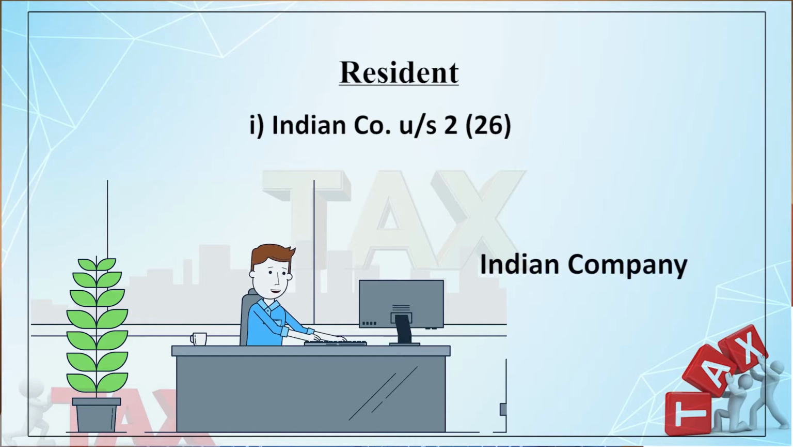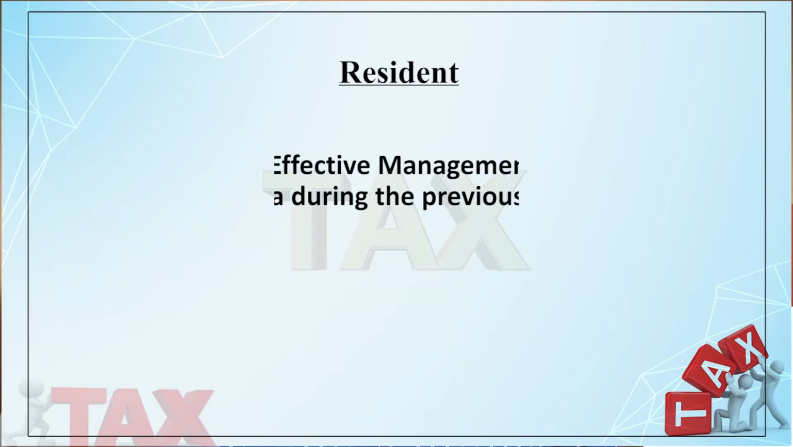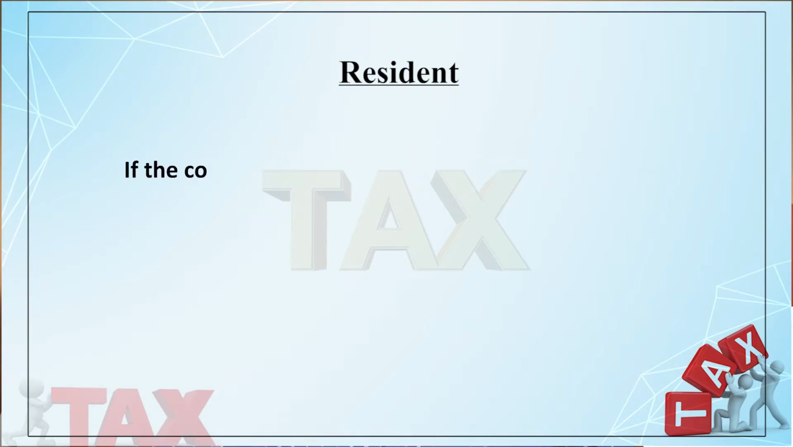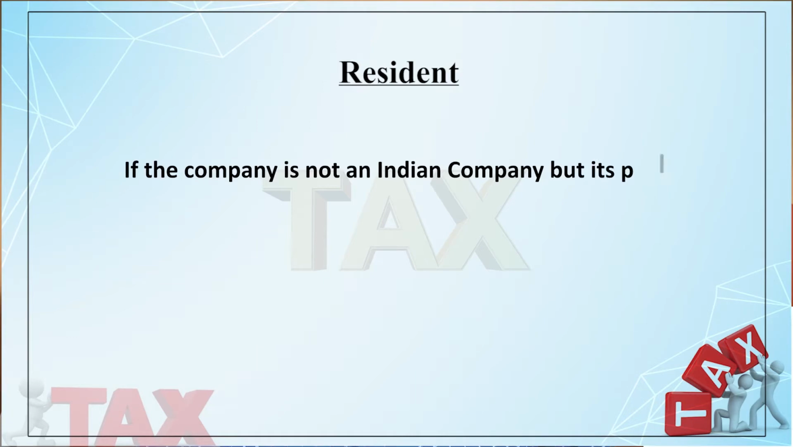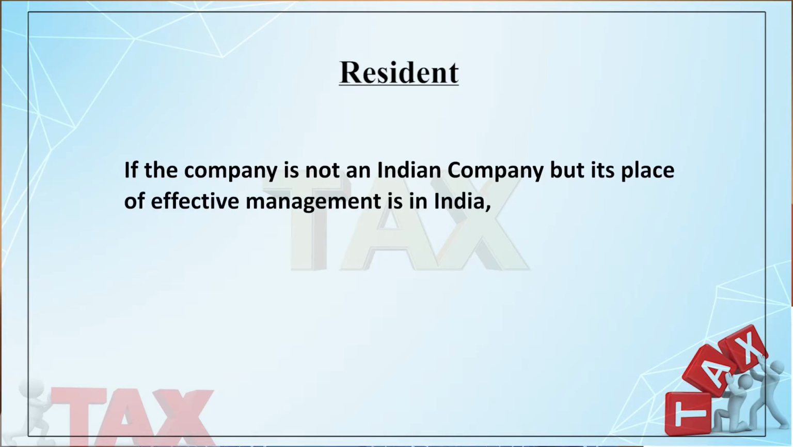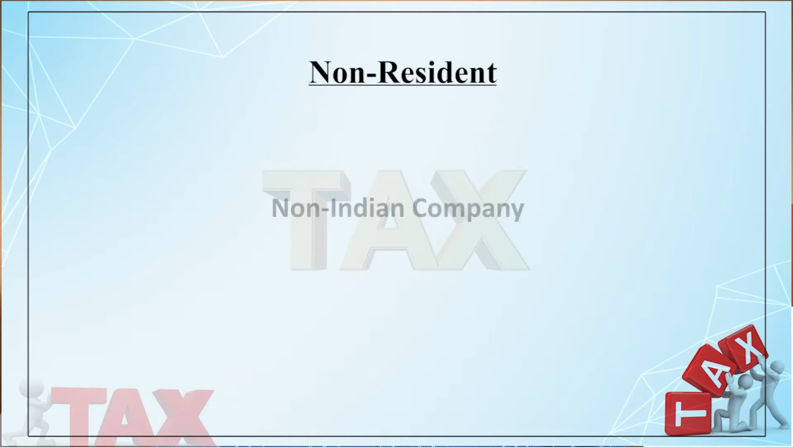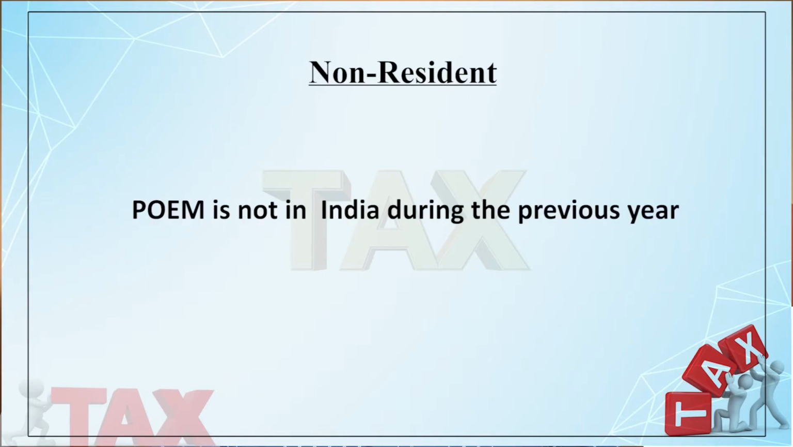But what will happen for a company other than an Indian company? Here you have to check whether the place of effective management is in India during the previous year. So, if the company is not an Indian company but its place of effective management is in India during the previous year, it will be treated as resident in India. On the other hand, if these two conditions are not fulfilled, the company will be treated as non-resident. That is, a non-Indian company is a non-resident, and if the place of effective management is not in India during the previous year, it is non-resident in India.